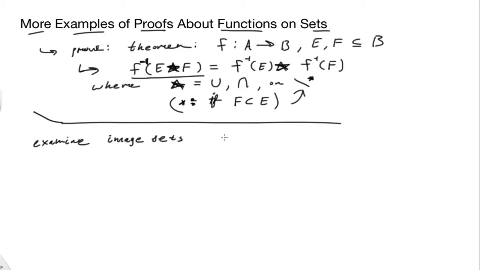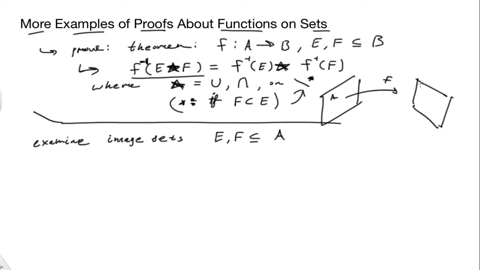Now what we're going to do is say that our sets E and F are subsets of our domain. Again, the picture we have in our head is we have A, some F, and we go to some B range. In the previous theorem, we had E and F as sets in the range, and we were looking at what kind of sets are generated by the inverse images of E and F.